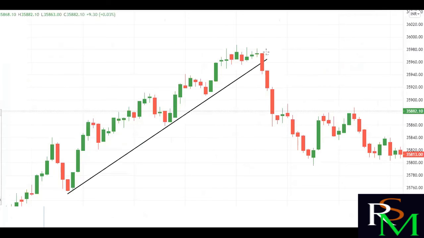Similarly, a breakdown happened with a bearish candle. Breakout, bullish. Breakdown, bearish candle. This is also a bearish candle. No importance. This is also bearish. No importance. This is bullish. No importance because the market is going like that.